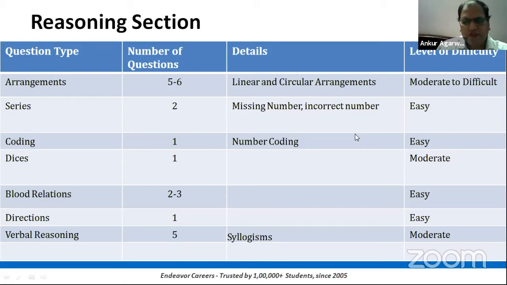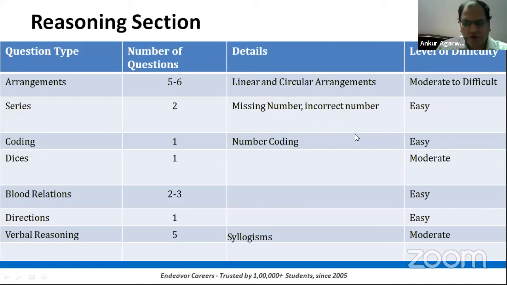In particular, there was one question on a missing number, where a series of numbers was given and one number was missing, which the students had to identify. Similarly, there was a series consisting of one incorrect number, which students had to identify. Both these questions have been reported on the easy side. There was one question on coding, which was related to number coding, so letters had been coded into numbers. This particular question also has been reported to be on the easy side.